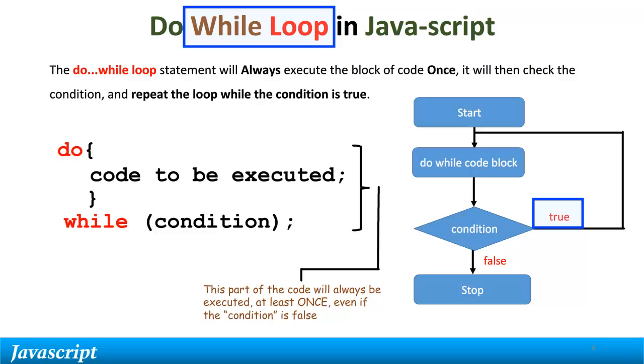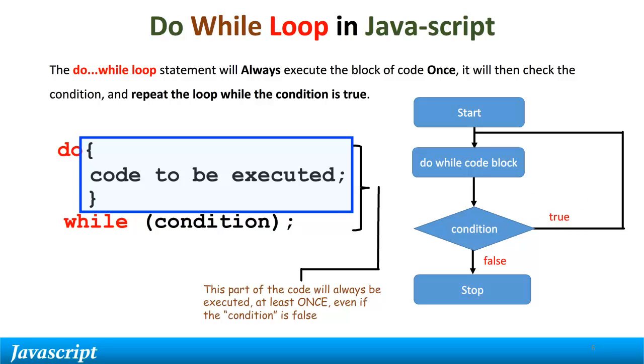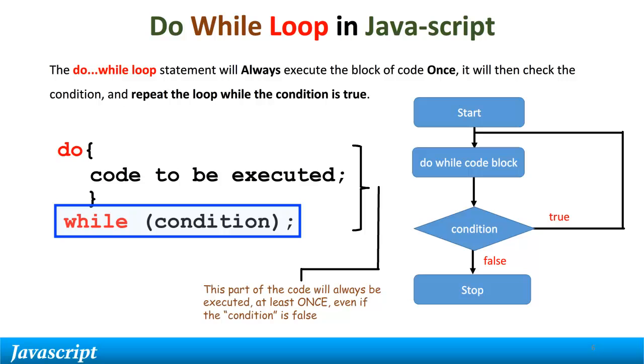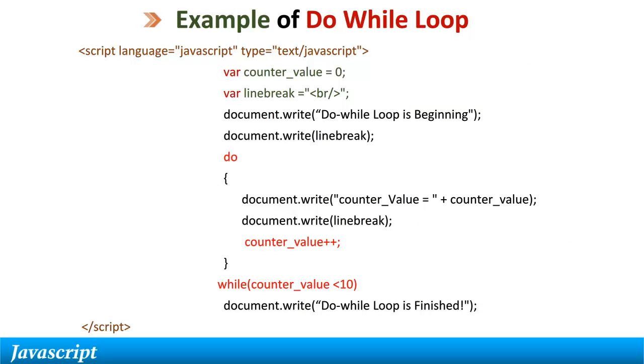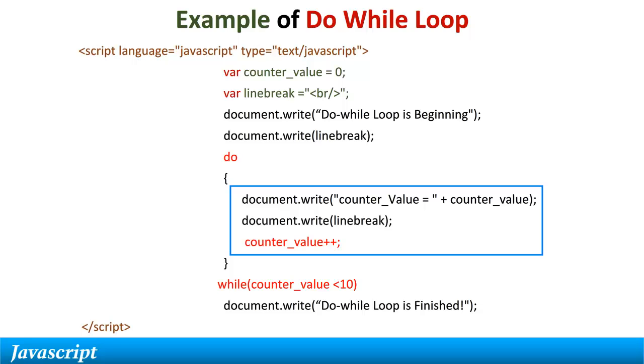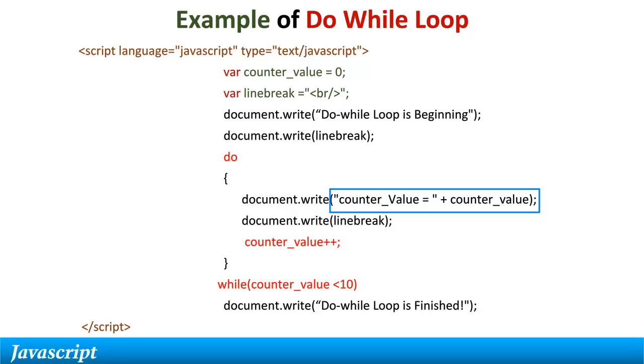The syntax is the do keyword, then the body of the loop within the curly braces, and then the while keyword, and then the condition which is to be checked in rounded brackets. Here is a similar example of the do while loop. The counter value is initialized to 0. Then the do while loop starts with the do keyword followed by the opening curly braces, which form part of the body of the loop. Then in the body of the loop, we increment the value of the counter value.